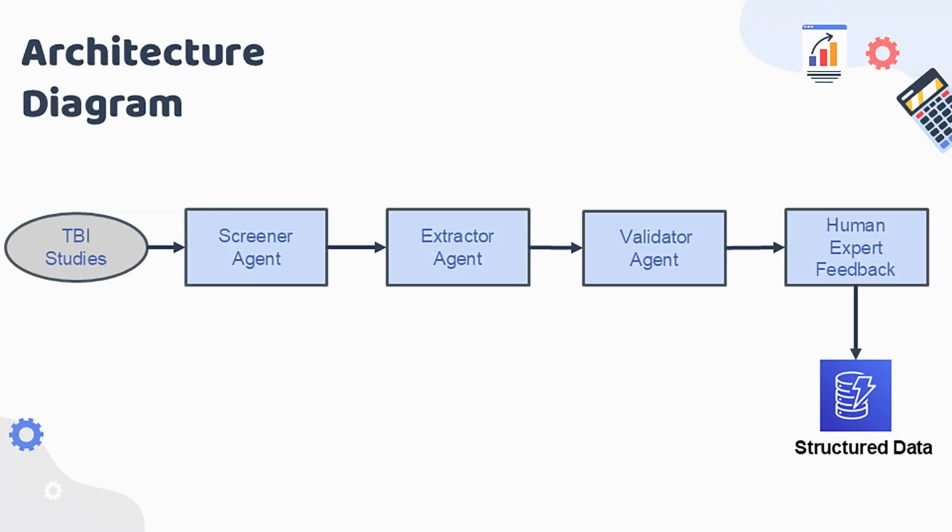So for the architecture diagram, I'll quickly go over the different parts, and then we'll go in more detail. The TBI study comes from the PubMed API or as PDFs. We judge whether it's good or not, and then we extract the fields, run the validator to see how confident we are in our extraction, and then we open it up to the human user to see if they have any manual edits they want to make. And this is inserted into the structured data set.